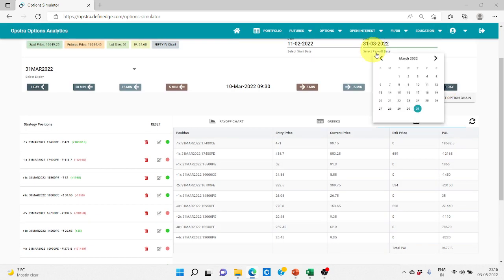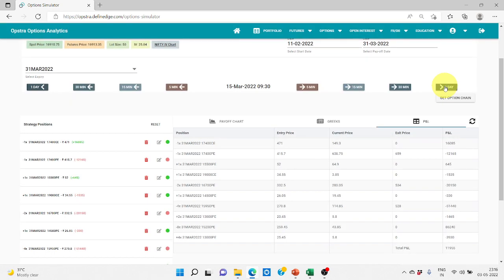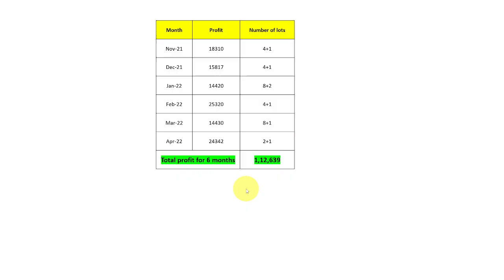And we have to exit it 2 weeks before, which is the 17th. We are at 10th of March now. 11th, 14th, 15th, 16th, 17th. Okay, so we have ended in profit this month as well. Due to some reasons this is showing 16. Maybe I would have bought a different premium that time. So it is 14,430.